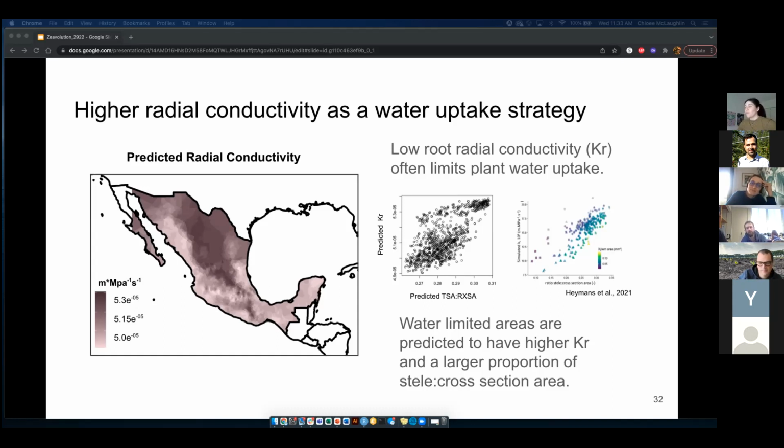Yeah, that's a great point. Depending on where you look in the root, you'll recover a different radial conductivity value. Younger tissues have higher KR than more mature tissue. So thinking about where in the root we're sampling is also going to really affect our answers.